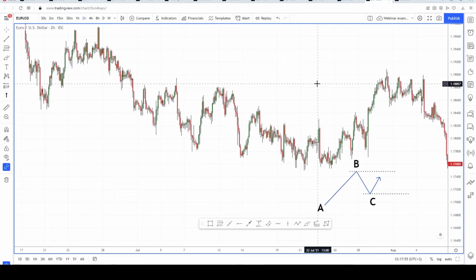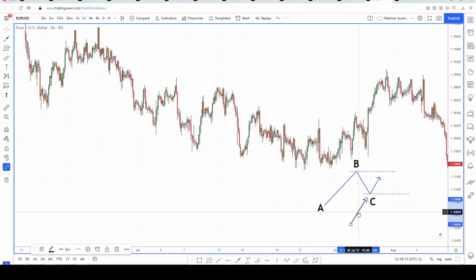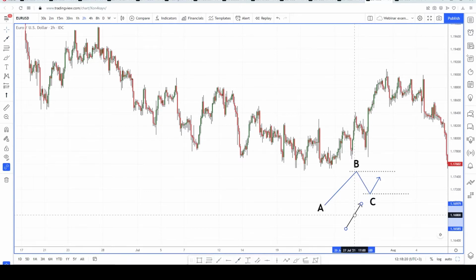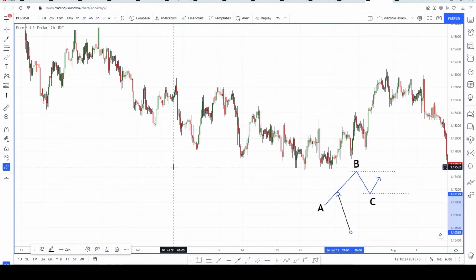So this is Euro USD in 2-hour time frame. And basically what makes a price move sustainable is a series of higher lows. And this is what we try to catch with the ABC formation. We want to be able to recognize momentum first. This bit here is the momentum.